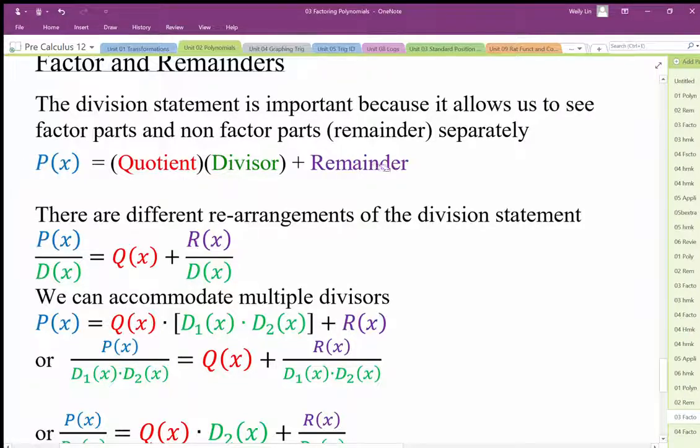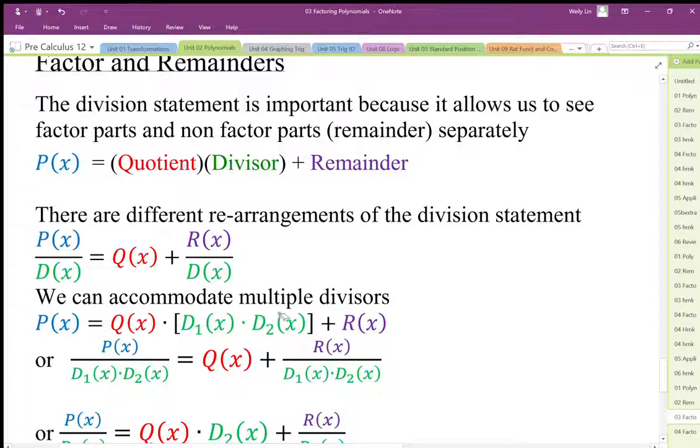This is a multiplication form of the division statement. We could have the division form of this division statement as well. Typically this is much easier to use, so we don't necessarily use this form unless we need to. Now this division statement can accommodate multiple divisors. We did this in a problem the other day as well.